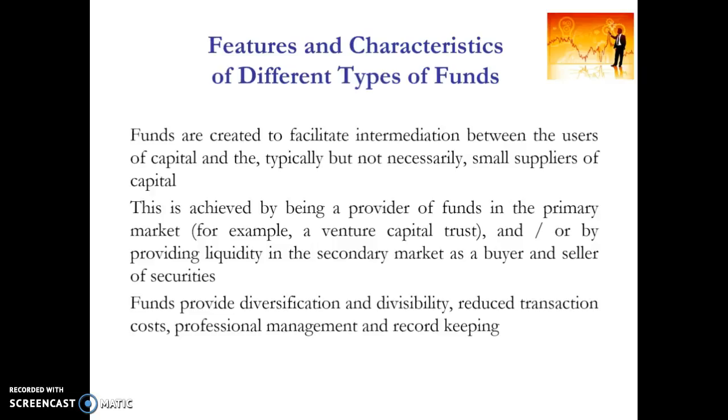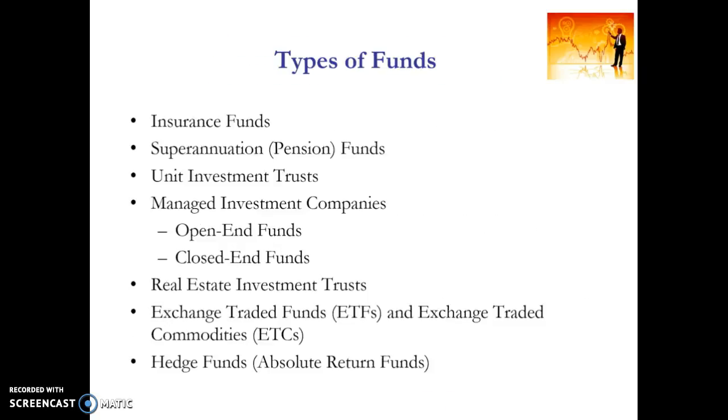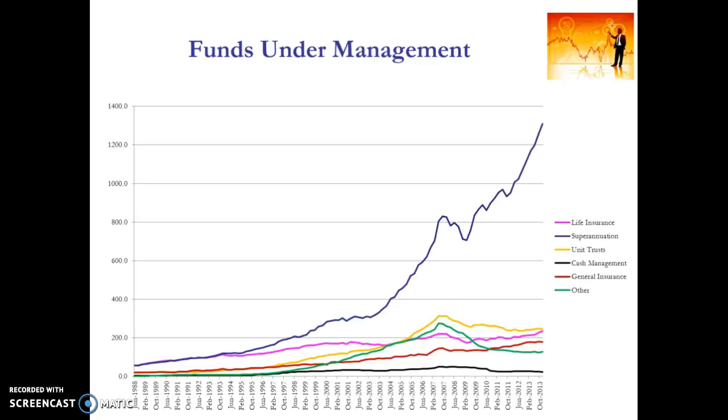Funds can also be beneficial because the pooling of capital can result in a pooling and reduction of transaction costs, and you can also take advantage of professional management and record keeping. So the key types of funds that we see in existence in Australia are those listed on the screen. We've got insurance funds, superannuation, various unit trusts and managed funds, real estate investment trusts, exchange traded funds, and hedge funds. And across the course of this lecture, we discuss each of these different types of funds and talk about some of their benefits.